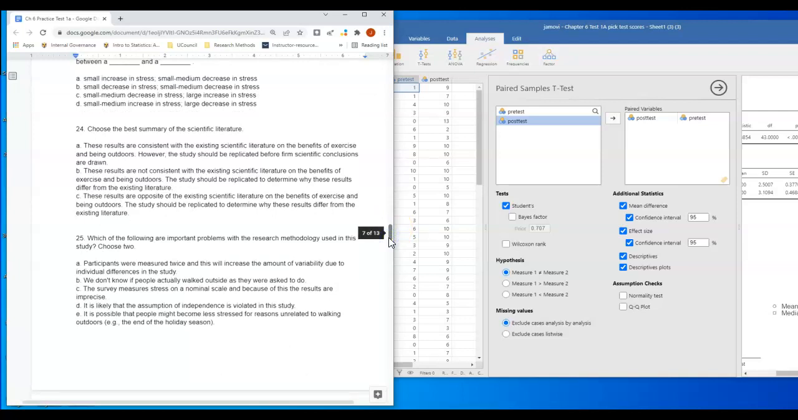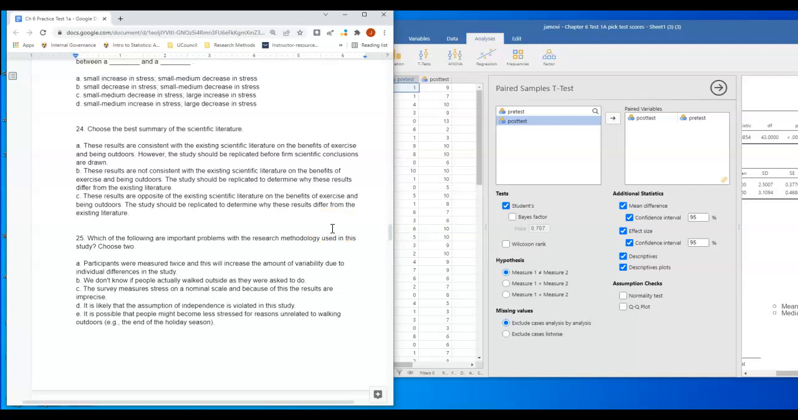All right, next, choose the best summary of the scientific literature, and what could we consider here? So first one, these results are consistent with the existing scientific literature on the benefits of exercise and being outdoors. These results were not consistent with that because we found no improvement. Next, these results are not consistent with the existing scientific literature on the benefits of exercise and being outdoors, and we should replicate the study and figure out why the results are different from the existing literature. And then C, the results are opposite of the existing scientific literature. And this is not the case.